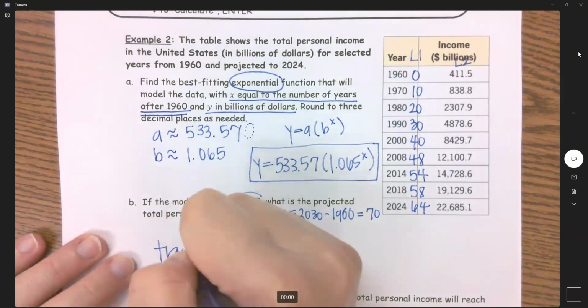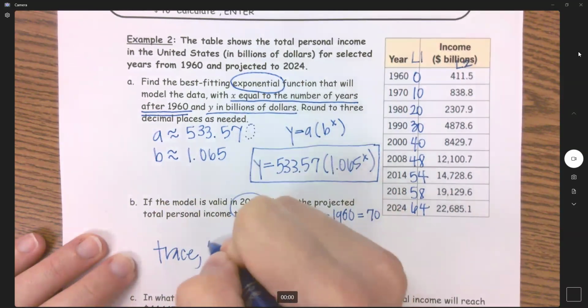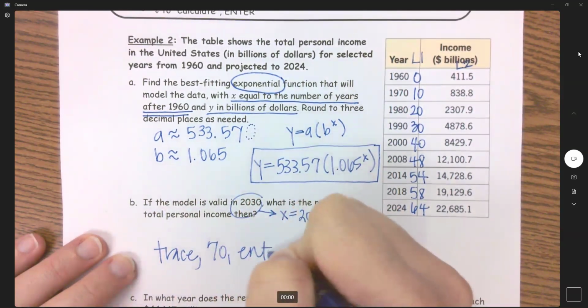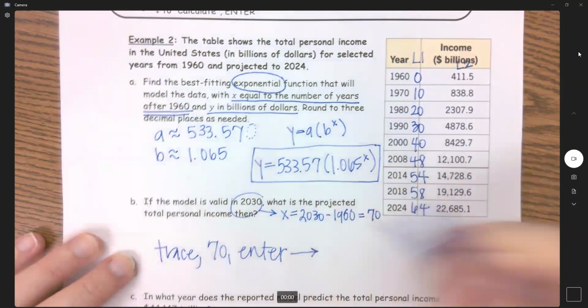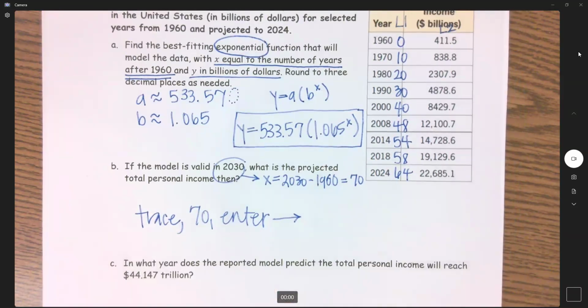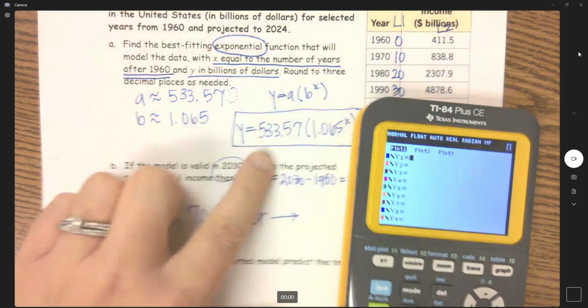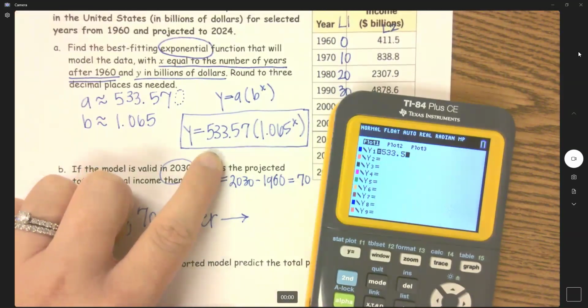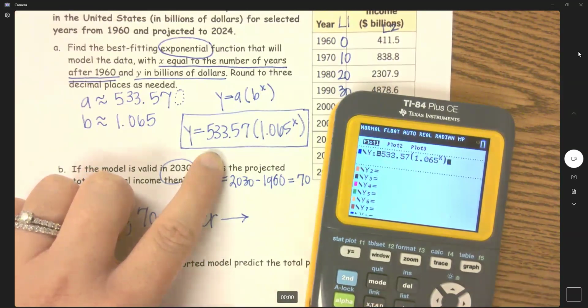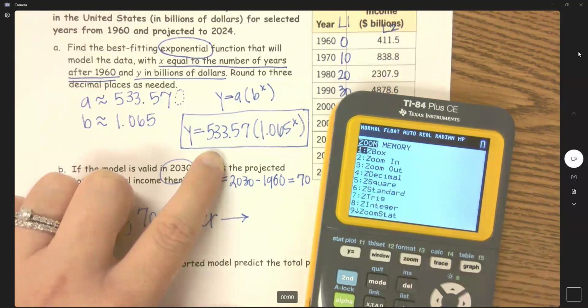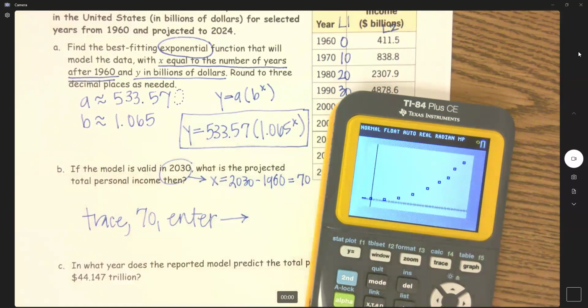So we'll graph it and then we'll do trace 70, enter to get our answer here. Okay, so Y equals, and we're putting this in. Okay, and I'm going to go zoom 9 since we're talking about scatter plots and regressions. Or zoom 9, zoom stat.